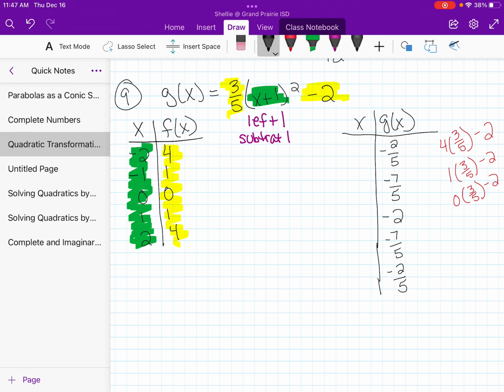So negative 2 minus 1 is negative 3. Negative 1 minus 1 is negative 2. 0 minus 1 is negative 1. 1 minus 1 is 0. 2 minus 1 is 1. And that is the table for g of x. See, it's even simple when there are fractions.